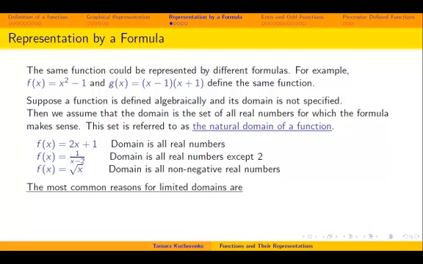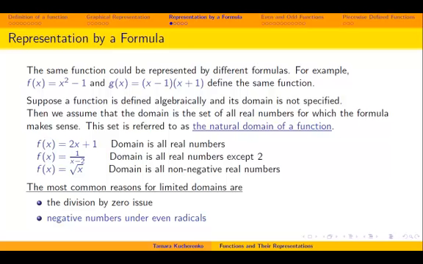You have to remember that there are two most common reasons for limited domains. The first one is the issue of division by 0. If a function involves a fraction, you need to find all values of the independent variable which make the denominator 0 and leave those values out of the domain. The second reason is that we cannot have negative numbers under even radicals.